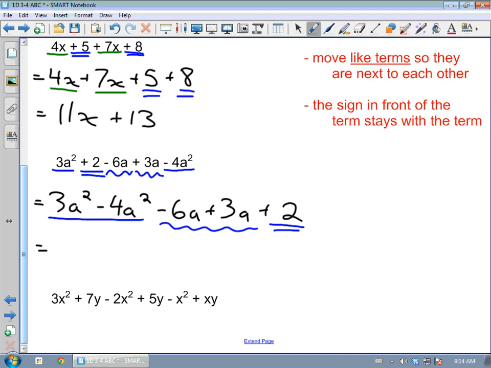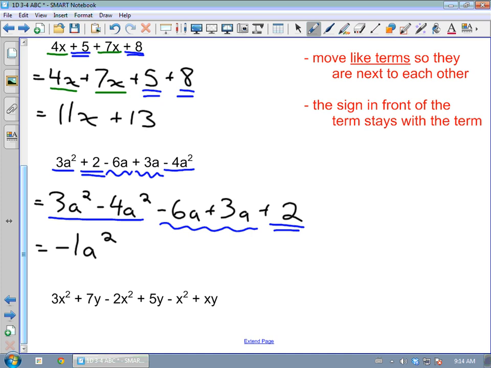Okay. So 3a squared minus 4a squared. What are we going to end up with when we do that? 3 minus 4 gives us negative 1. Variable part stays the same. We've subtracted the coefficients. What if we do negative 6a plus 3a? What are we going to end up with here? What do you think, Aaron?